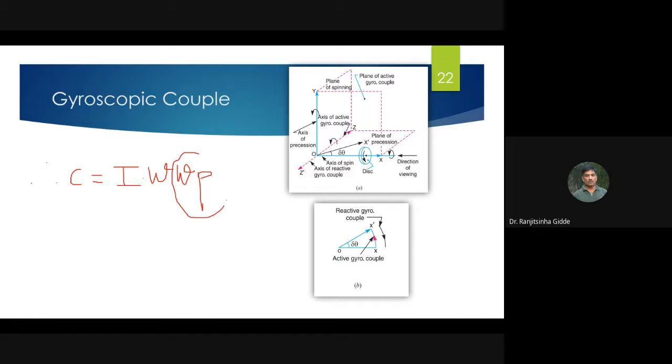This is one quantity, this is second, and this one is the third, and this is the couple. So what is the formula for gyroscopic couple? C is equal to I omega p. C is equal to I omega p. Next line you can write. Note.